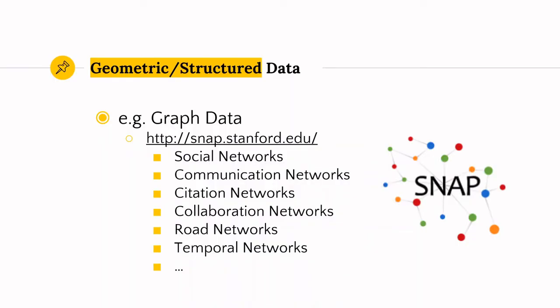Those are the examples of geometric data sets and structured data sets. If you're interested in looking into graph type data sets, snap.stanford.edu is a website that has a collection of large graph data sets. In case you're interested, I recommend you visit there.